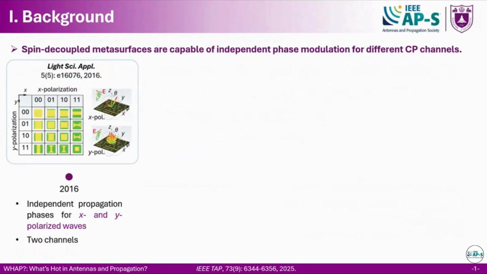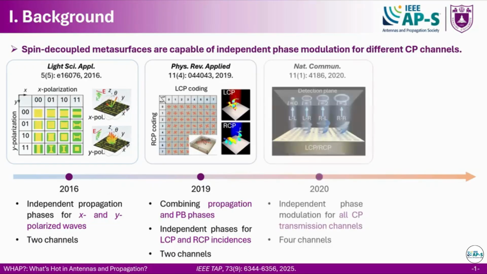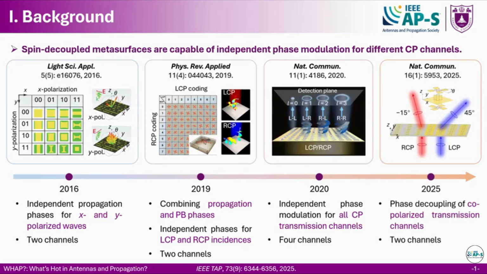Spin-decoupled metasurfaces are typically based on anisotropic meta-atoms that can independently control X and Y polarized waves. After introducing PB phase from element rotation, two CP waves can be decoupled. Recent studies further demonstrated decoupling of all CP transmission channels, as well as the two copolarized CP transmission channels.